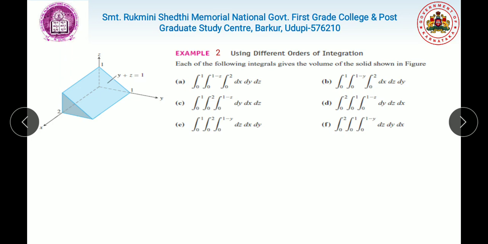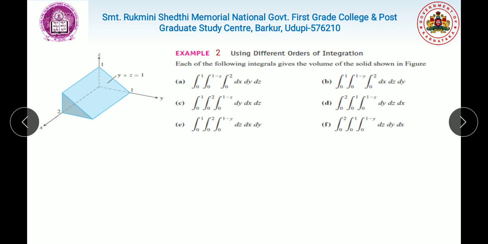For a fixed y, z in this projection, x varies from 0 to the highest value of x, that is 2. So the limit for x is 0 to 2, and to cover the projection you fix z. For a fixed z, y varies from left to right. So y varies from 0 to the boundary of this triangle. That is, you have to solve the line y plus z equal to 1 for y. That gives y equal to 1 minus z as the upper limit. Similarly, the limit for z, to cover this entire projection, varies from 0 to 1.